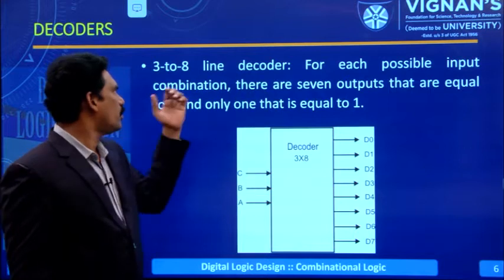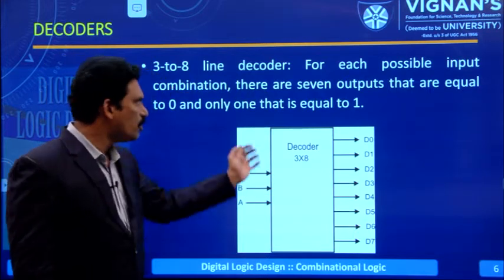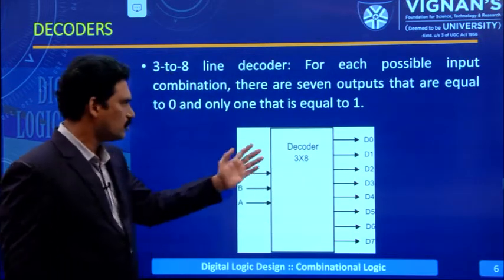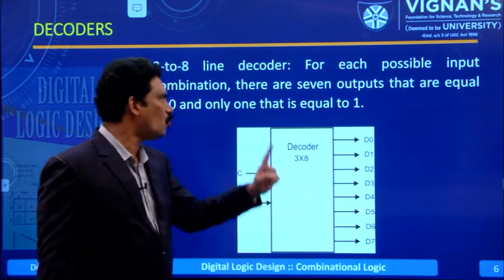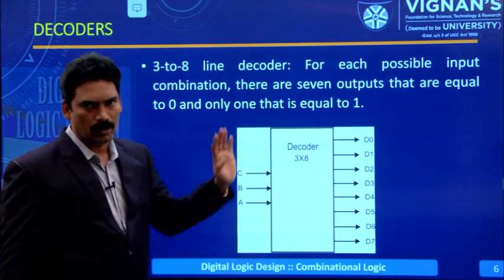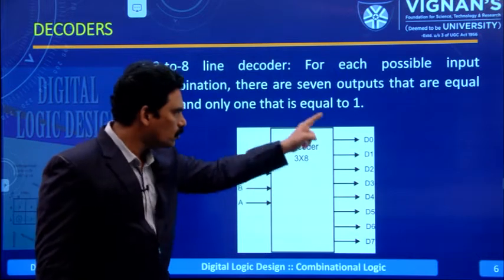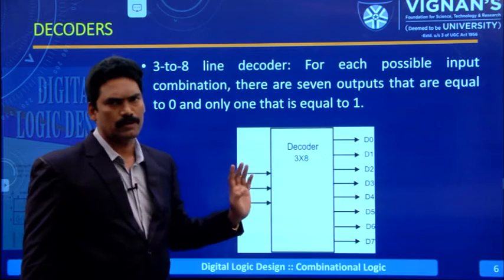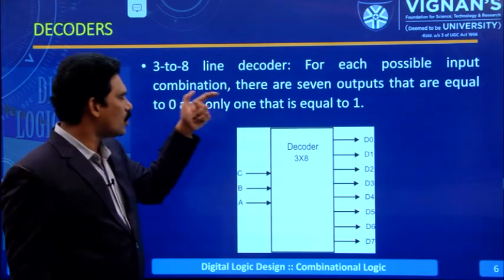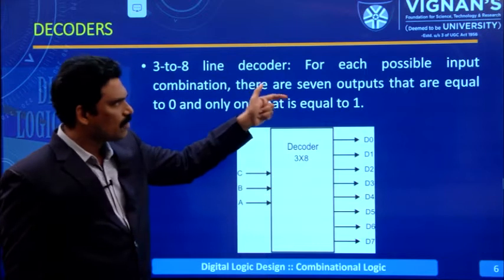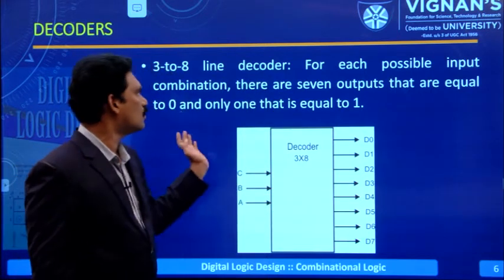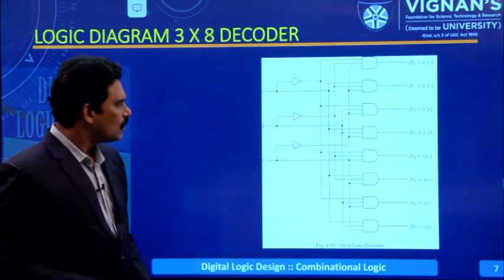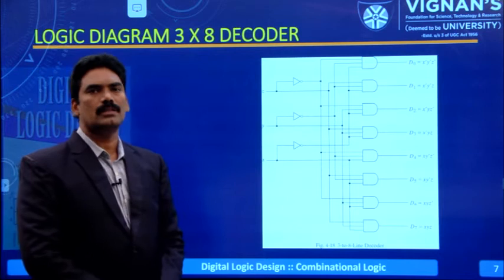For each possible input combination, there are 7 outputs that are equal to 0 and only one that is equal to 1. It takes 3 inputs and produces 8 outputs, but only 1 is active. So, this is the logic diagram for this decoder.